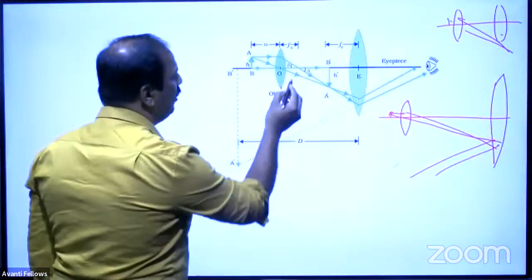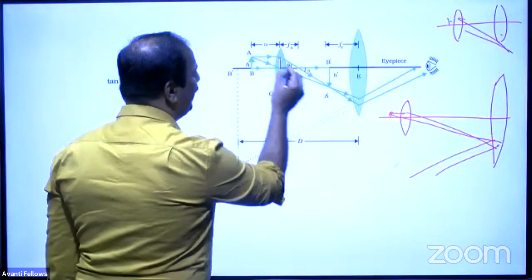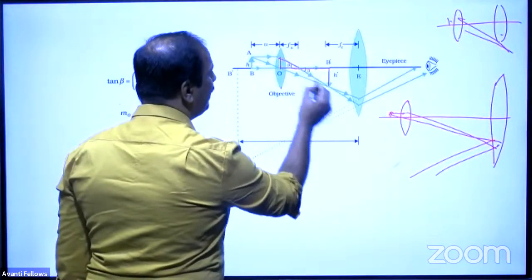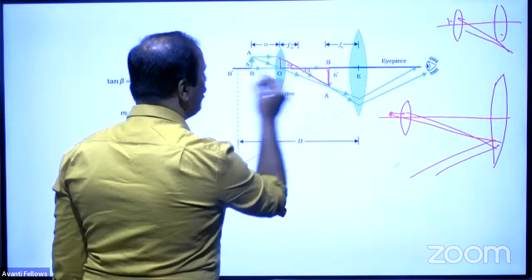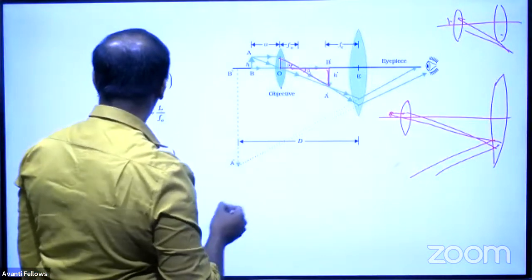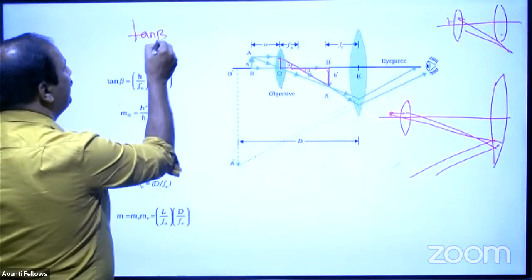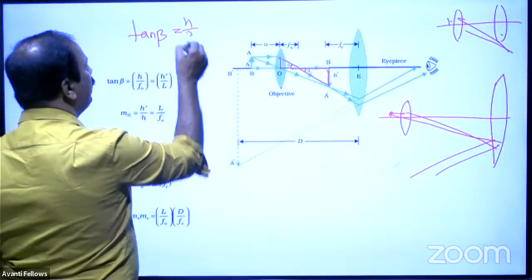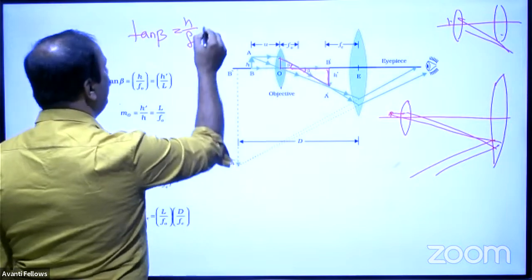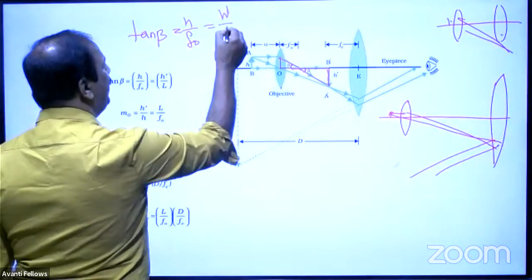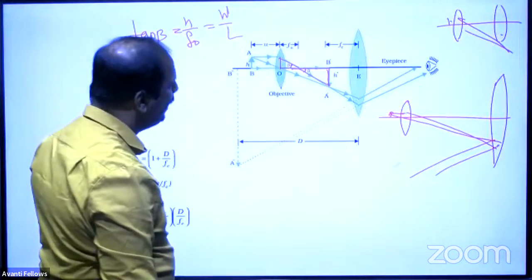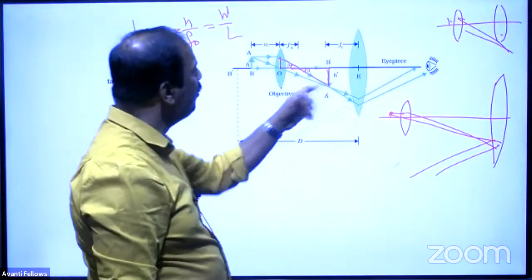For that, you see here you can take two triangles. This is one triangle, and here we have another triangle. So this is beta. This is also beta. Now you see here, what is tan beta from one triangle? If you take, you will get tan beta is equal to h by FO. And from the other triangle, you will get it is h dash by L. So what is this L here? L is not marked here.